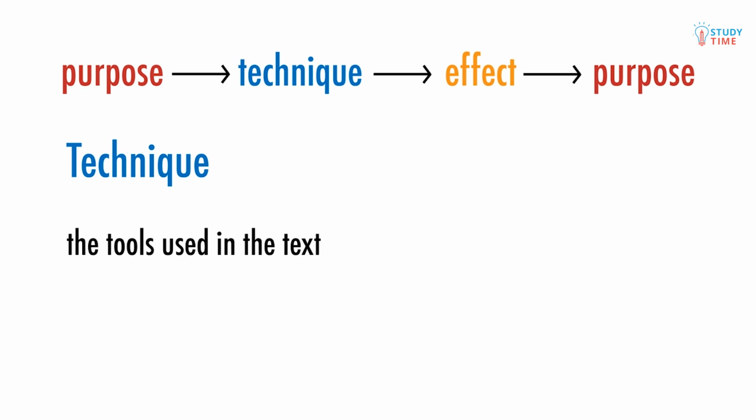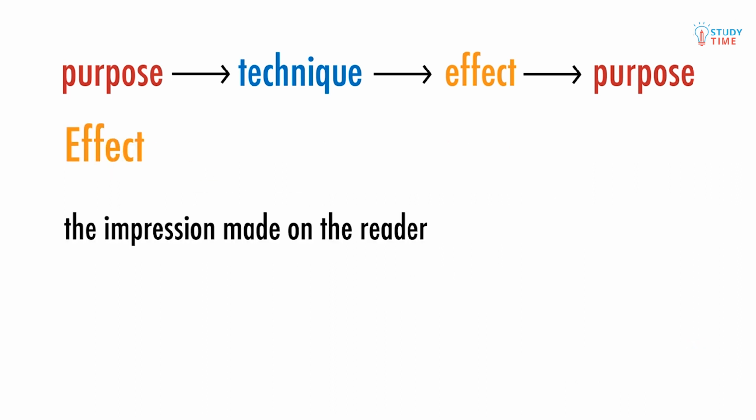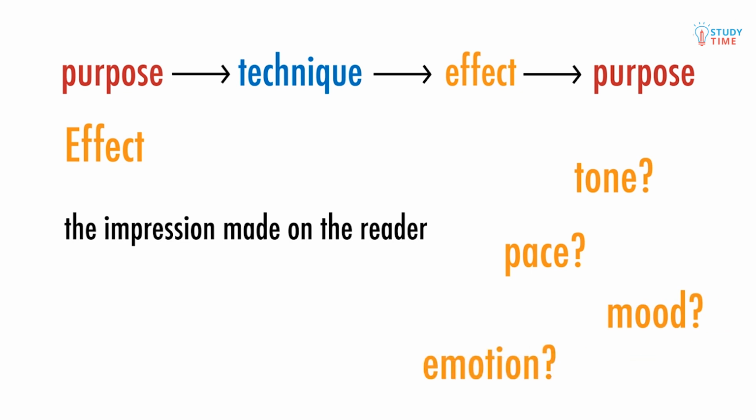The technique is the specific tool the author uses. For example, you may have heard of a simile being talked about in class before. That's a technique commonly used. If you don't, all good, we'll learn about similes later on. The effect is the immediate idea or emotion the reader gets from reading the line with the technique in it.